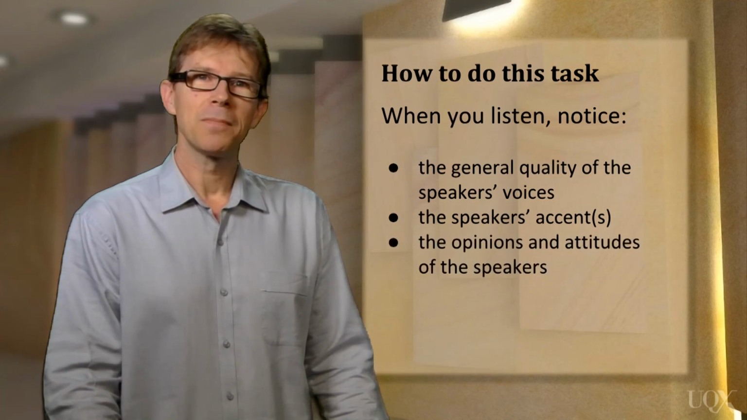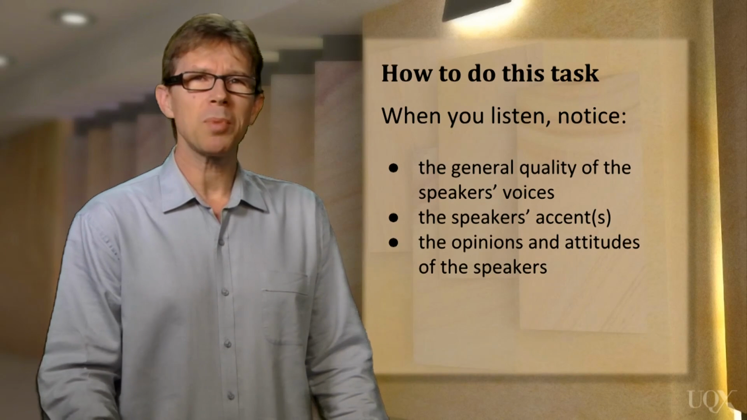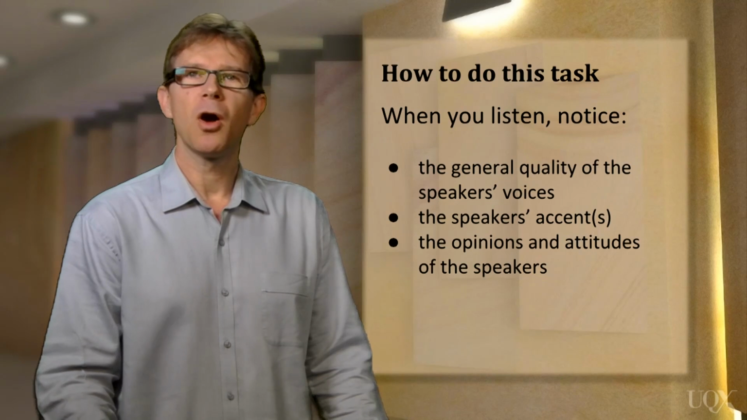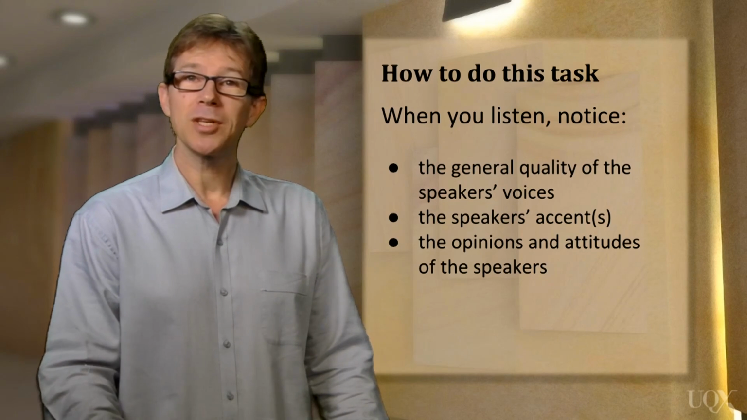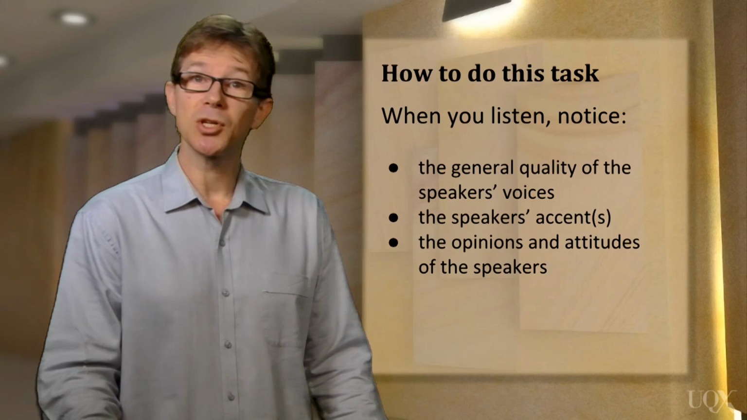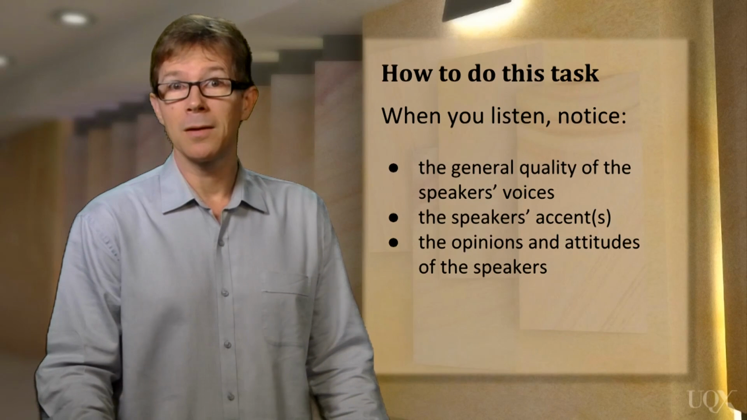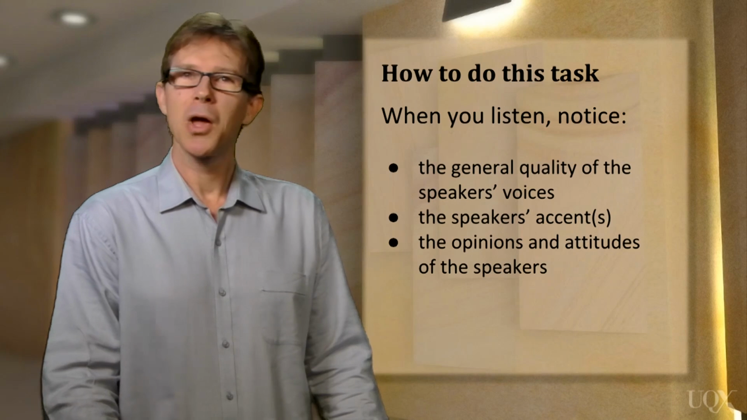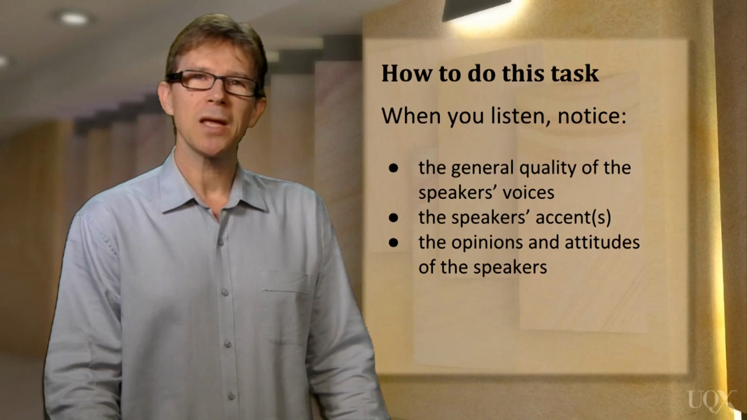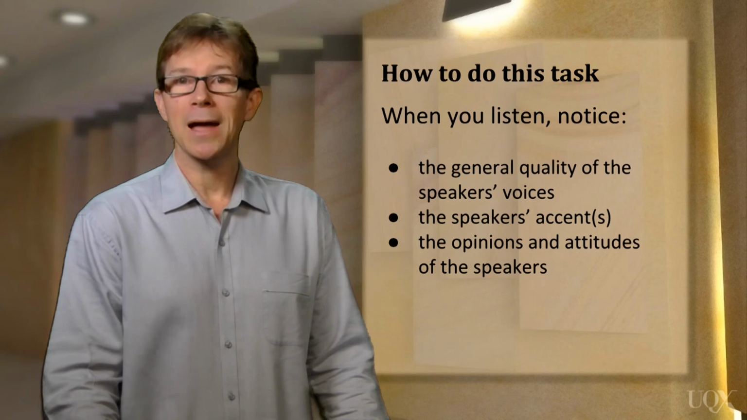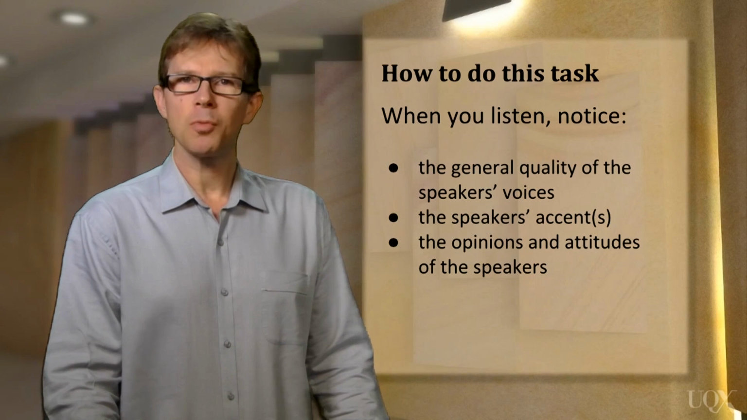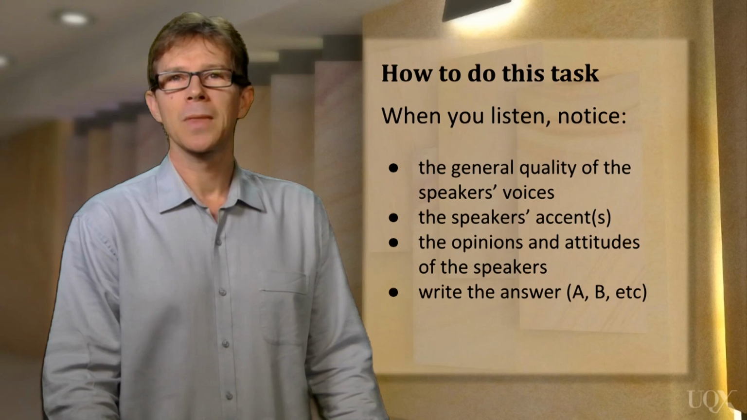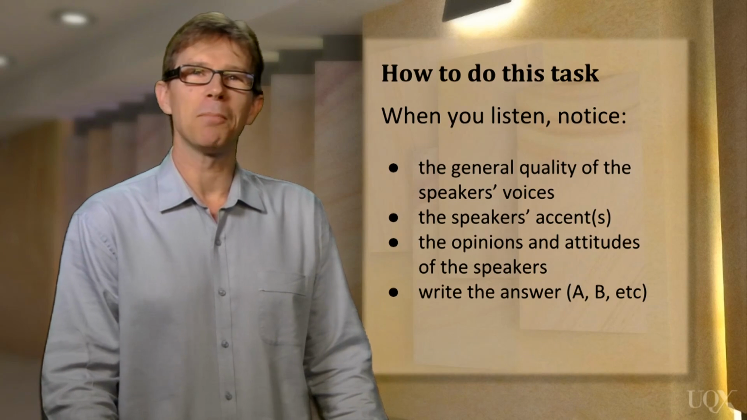And finally, and most importantly, you should be able to understand the opinion or attitude of each speaker. For example, is the person disagreeing or agreeing? Or does the speaker sound surprised by something? Once you've recognised the speaker and his or her attitude and opinion, you should be able to choose the letter of the correct category and write it next to the question number.